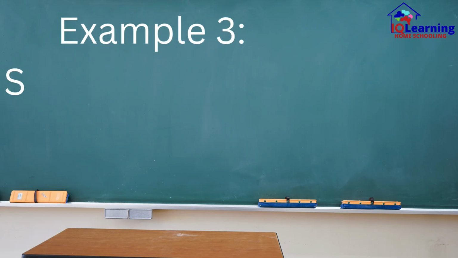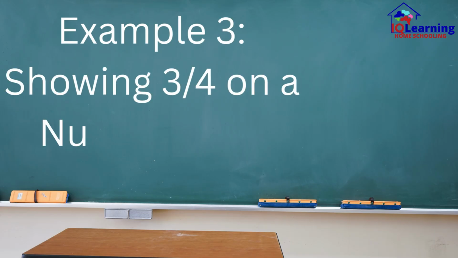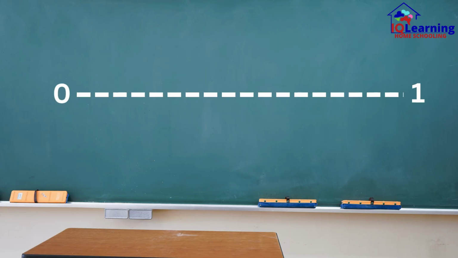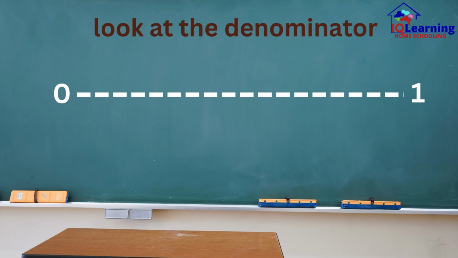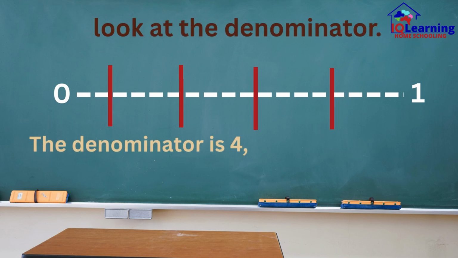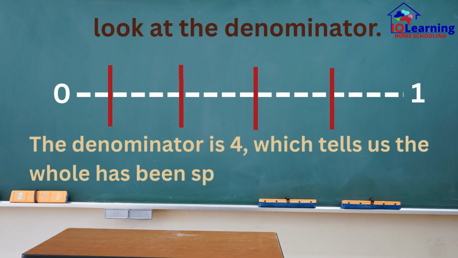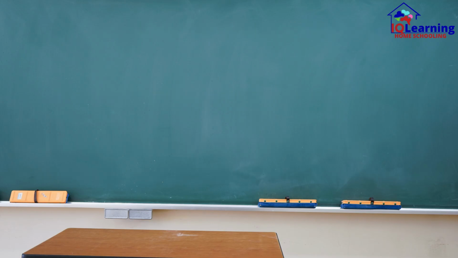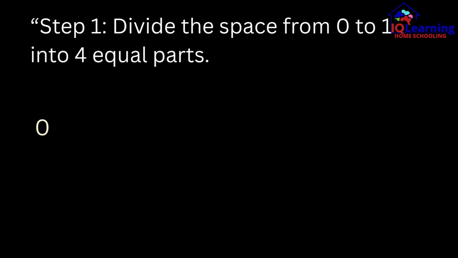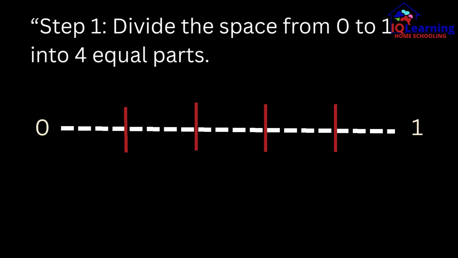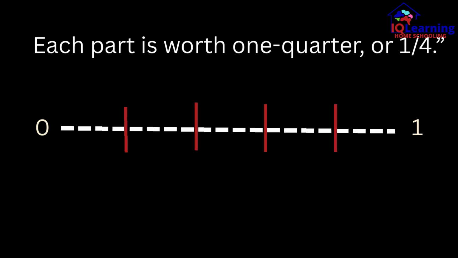Let's place 3/4, written as 3 over 4, on the number line. First, look at the denominator. The denominator is 4, which tells us the whole has been split into 4 equal parts. Step 1. Divide the space from 0 to 1 into 4 equal parts. Each part is worth 1/4, or 1 over 4.